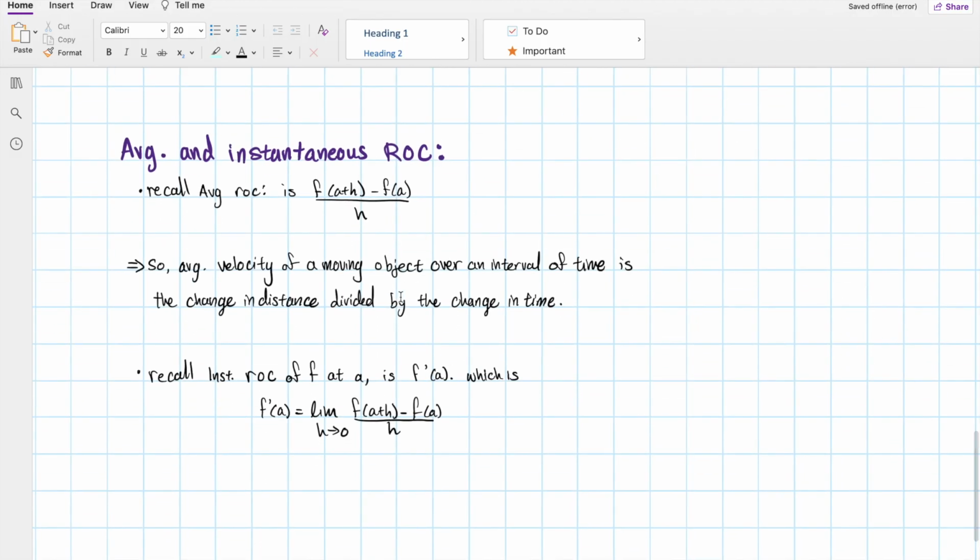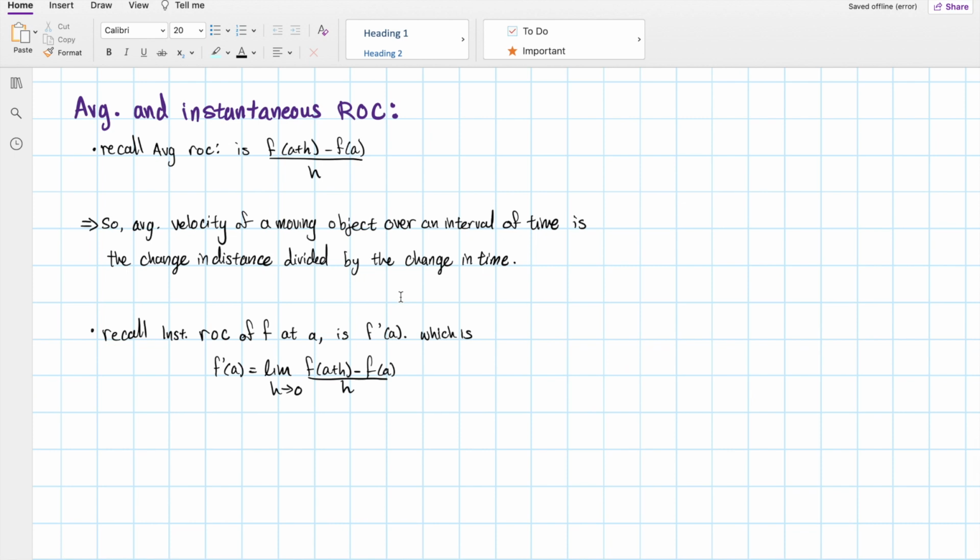Okay, welcome back. Now we're going to talk about average and instantaneous rate of change. Remember, ROC stands for rate of change. Recall that average rate of change is this difference quotient, which is f(a + h) minus f(a) over h. And we notice that this appears in the limit when we're finding a derivative. We're going to talk about that in a second.